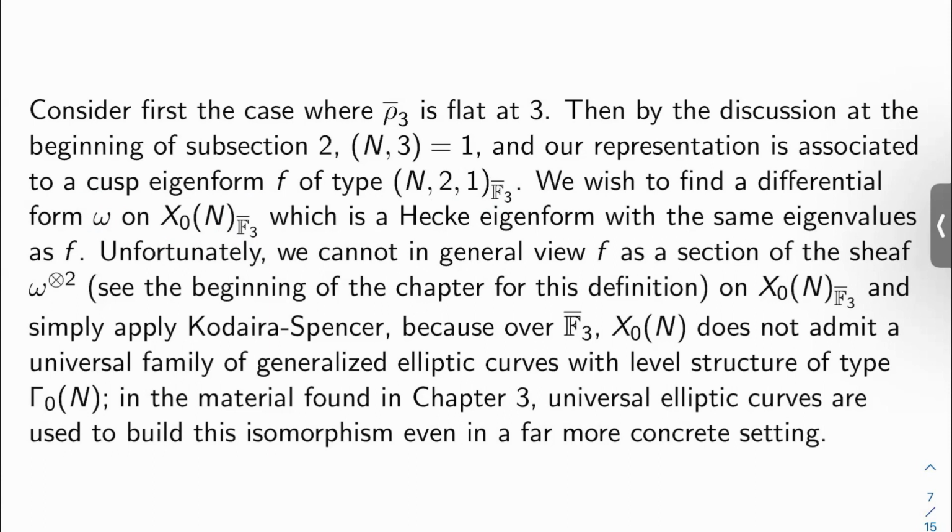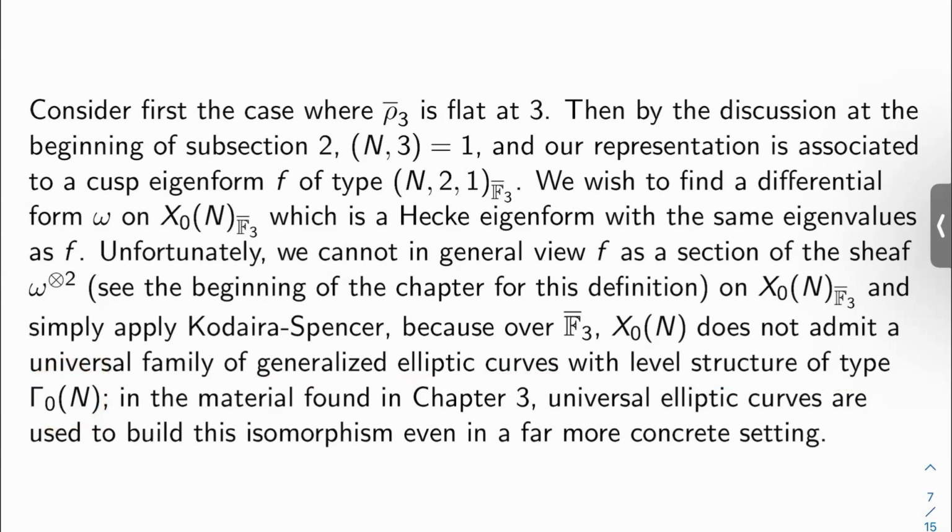The problem is you can't, in general, in this setup, view f as a section of the sheaf, the second tensor power of omega, which is what you want to do according to the beginning subsection of this chapter, on X0(N) over F bar 3, and then just apply Kodaira-Spencer to get the eigenform you're after. The problem is, over F bar 3, the modular curve X0(N) doesn't admit a universal family of generalized elliptic curves with level structure of type Gamma 0(N). Okay, go back to the first video in chapter 7 on my playlist to see what I'm talking about here.